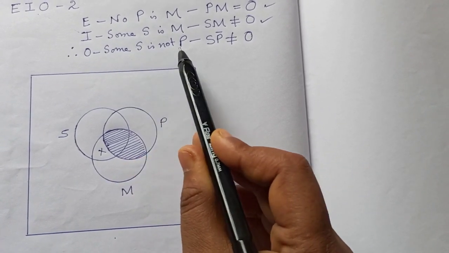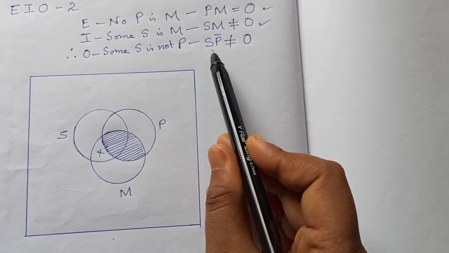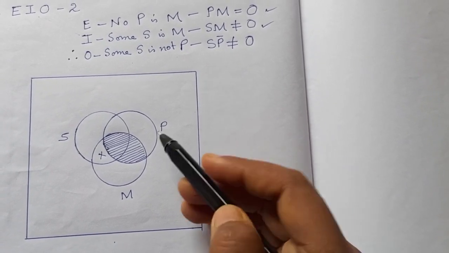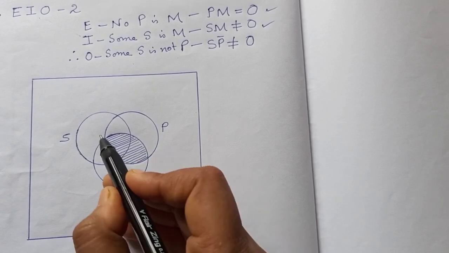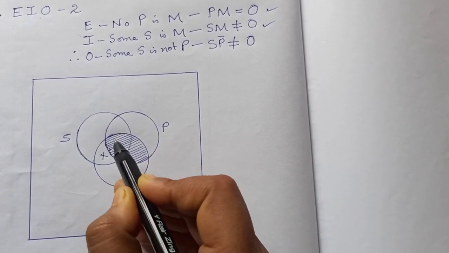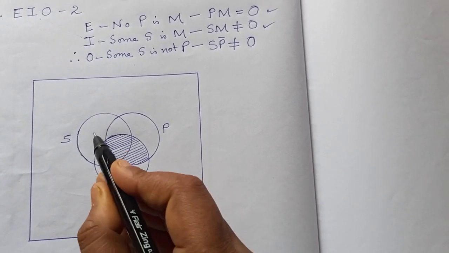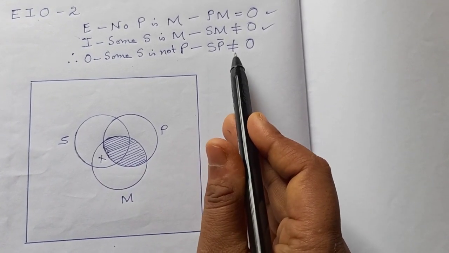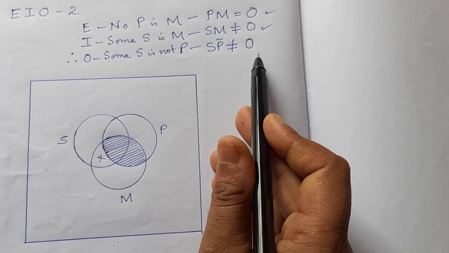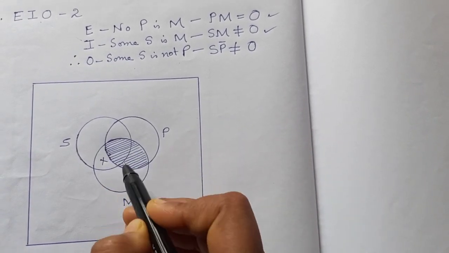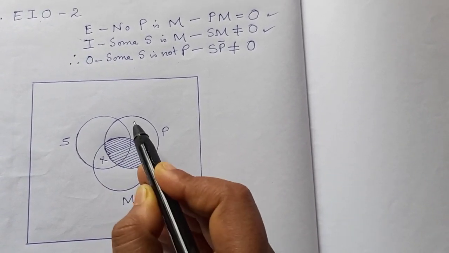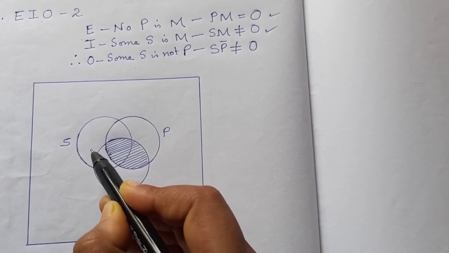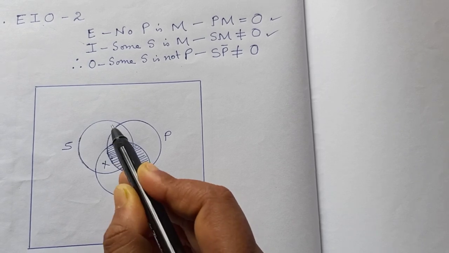Some S is not P, that is, S P bar not equal to 0. Among S and P, only the S part, not including the P part, we have to consider. Does the S part contain at least one member? That we have to see. So see, this is S and this is P. If we exclude P in this portion, does it contain at least one member?